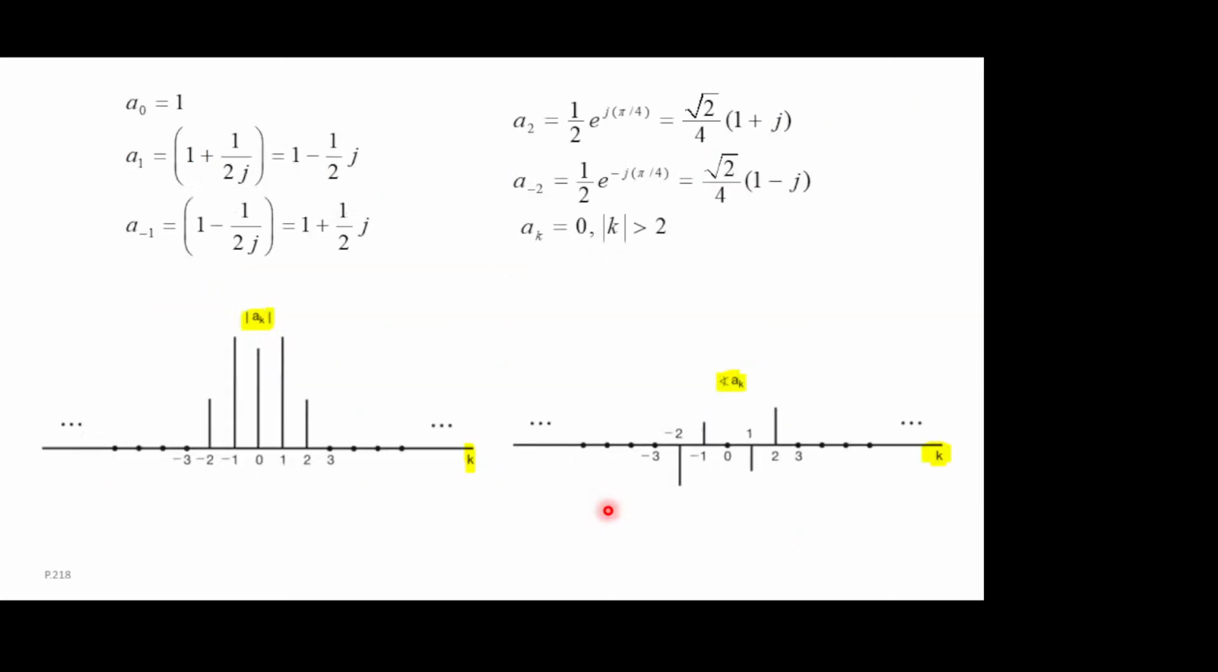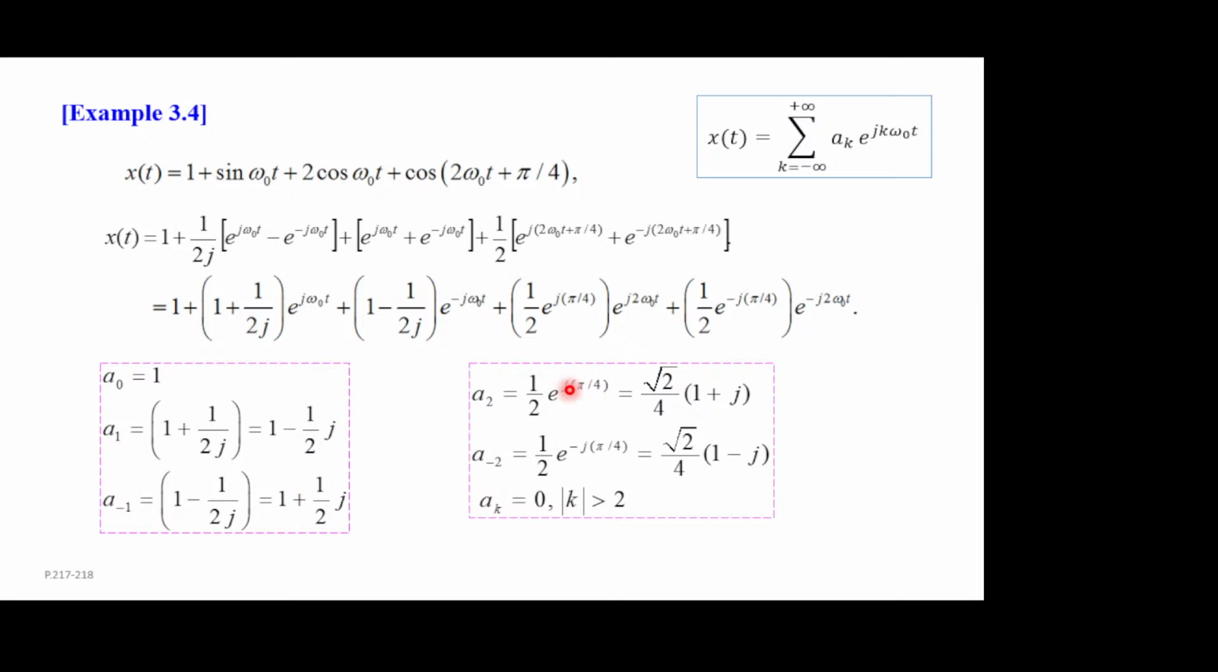Okay? And here we have some plot of our ak in terms of k. So the only non-zero values of ak are from -2 to +2, as we said. And because now ak are complex values, we plot this ak in 2 plots, in polar coordinates. So we have the absolute value of ak and the angle of ak. Okay. And here you see kind of the transformation back and forth between x of t and ak now, right?